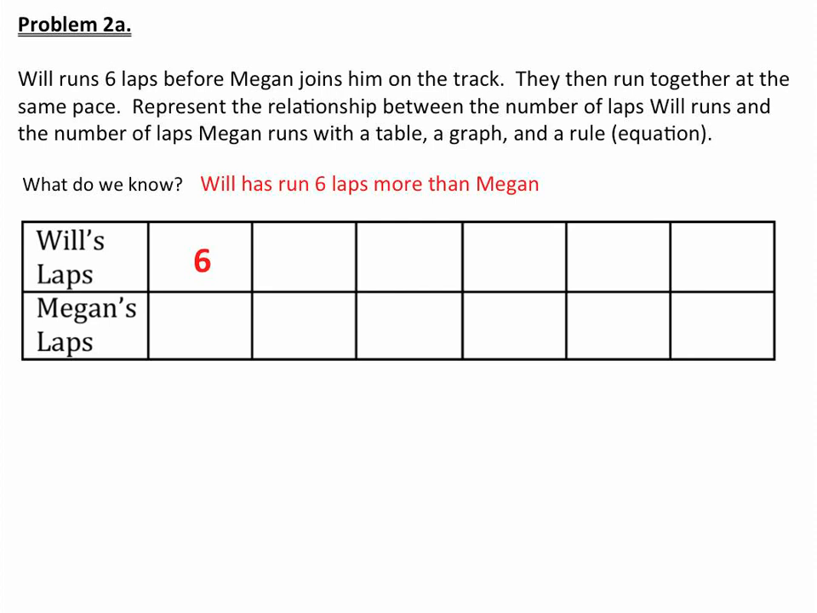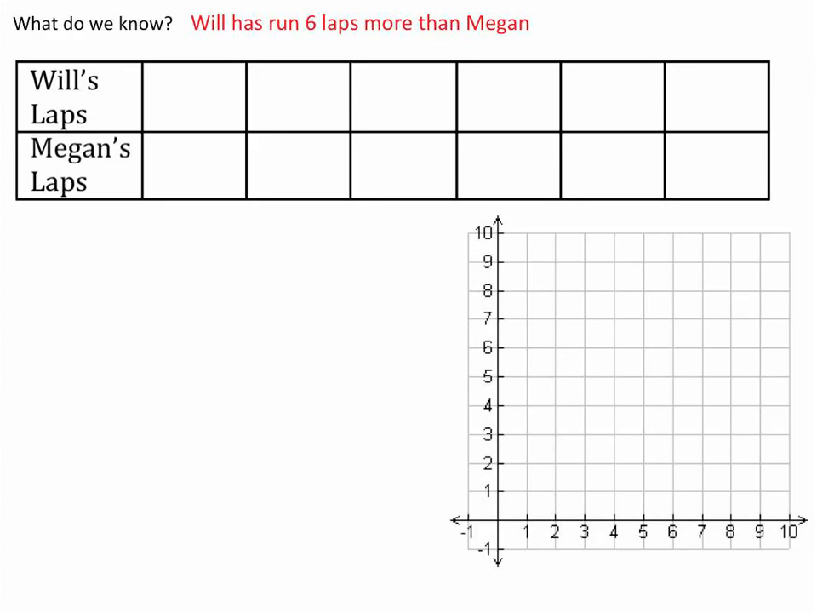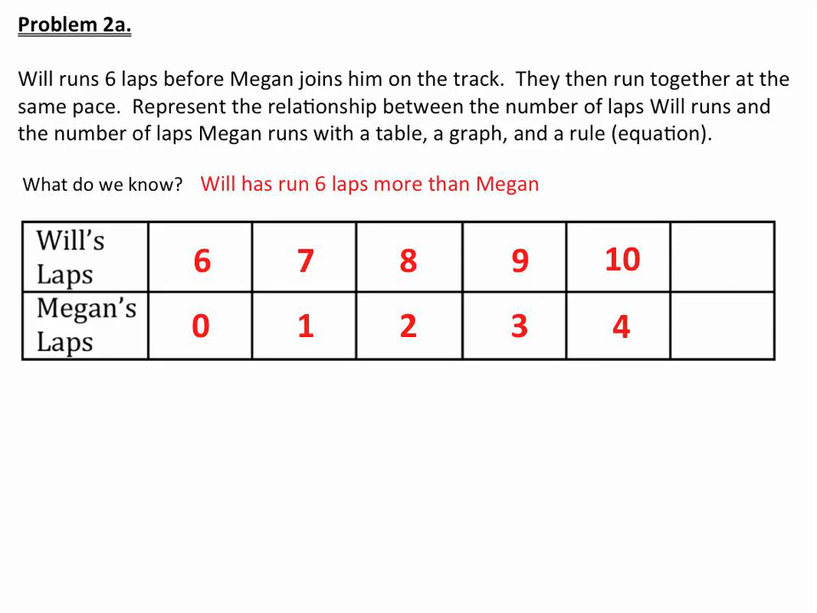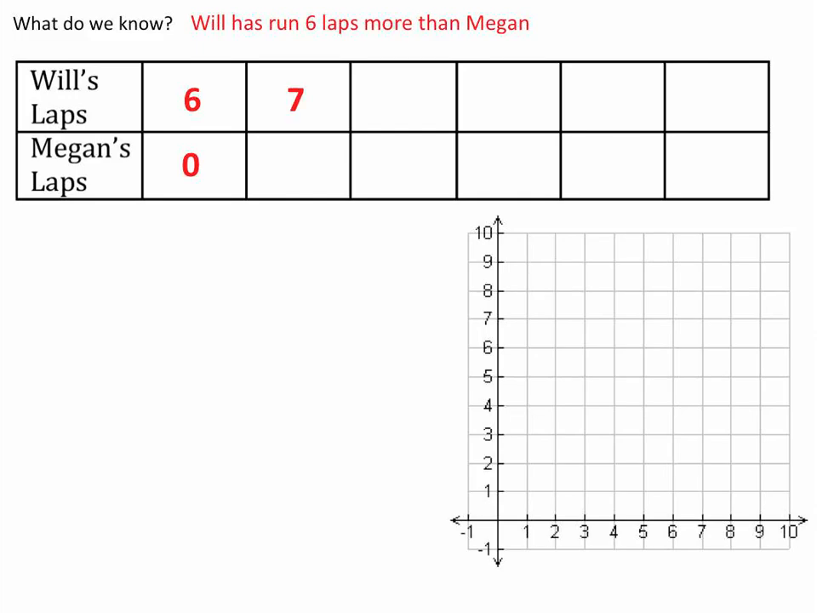So when Will has run 6, Megan has yet to run any. When Will runs 7, Megan has run 1. Will's are always 6 more than Megan's. So 8, Megan's would be 2. 9, Megan's would be 3. And we can extend the table as long as we want. Good. So just go back to the table.